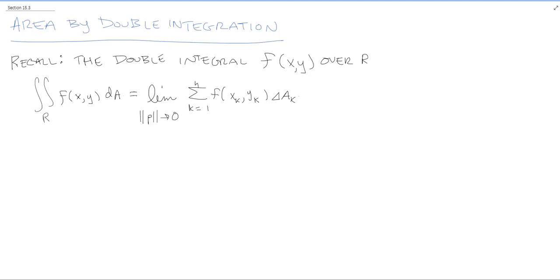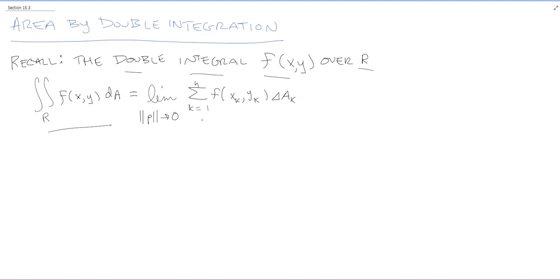Hey everybody, in this video we're going to be talking about area by double integration. So let's remember some things real quick from previous sections and then we'll move on to the new part, which is the area. So remember that the double integral by definition of our function f of x and y over some bounded region R, which is here, is equal to this limit.